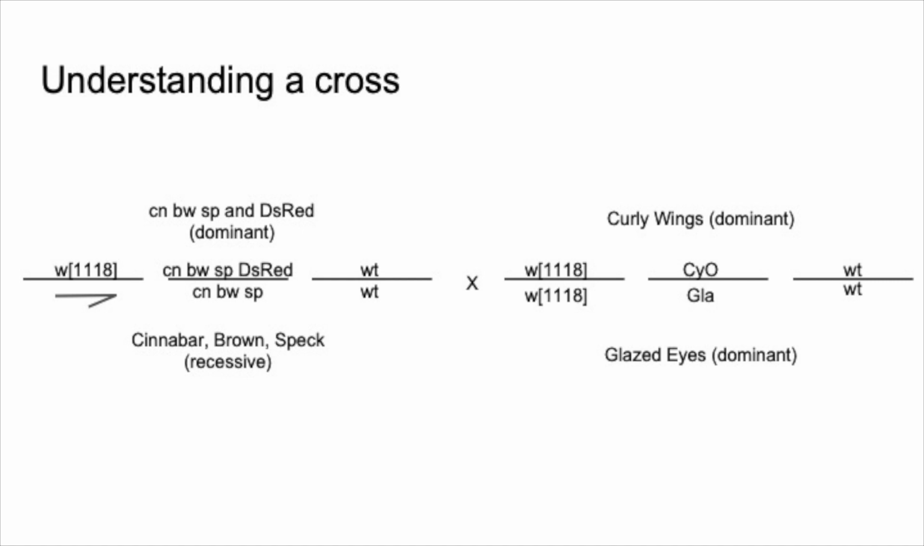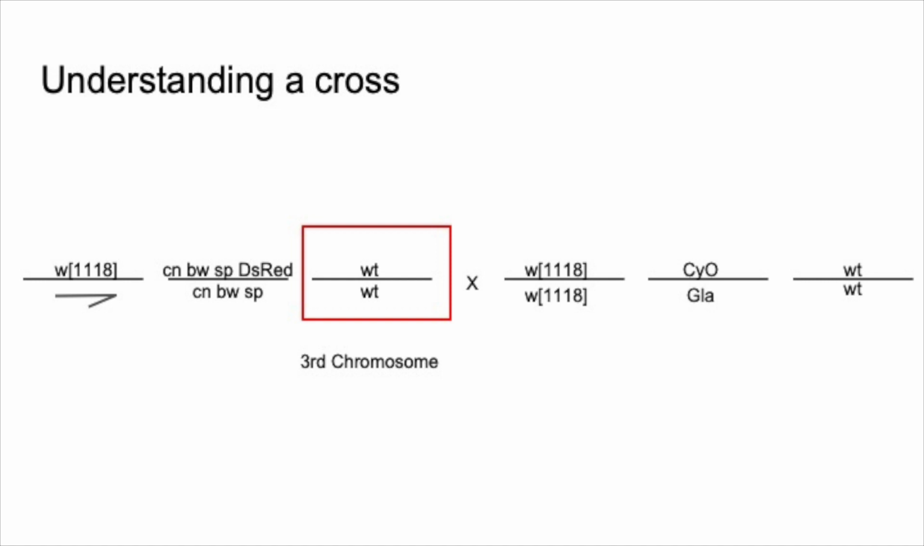sp stands for speck, which codes for a small dark speck next to the wing. DsRed is an artificial fluorescent protein which causes the flies to glow bright red under the right spectrum of ultraviolet light. The last set of chromosomes is the third chromosomes. In both of these flies, they have regular wild-type third chromosomes denoted by WT.